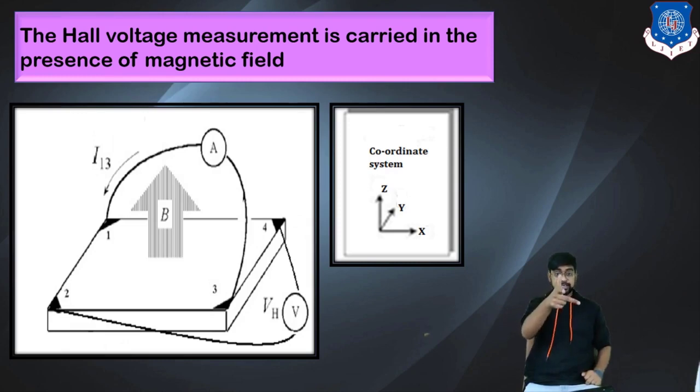If you are getting it in this direction, electrons will go to this side, so this side will become negative and this side will become positive. But if the magnetic field is in the bottom direction, what will happen? This side will become positive and this side will become negative. So this alternation would be there on the basis of the magnetic field.